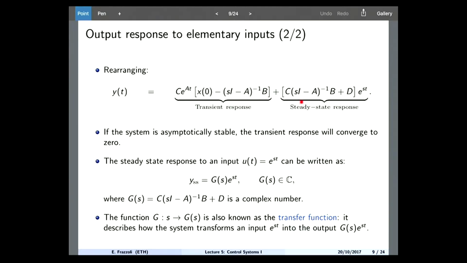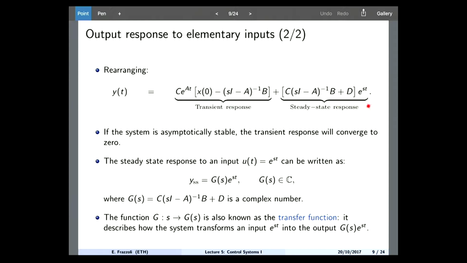On the other hand, you have this other group of terms, right? Again, between square brackets, what you have is a number, or just a matrix of numbers, okay? That multiplies e to the power st, okay? So as long as your system is asymptotically stable, meaning that the transient response will eventually go to 0, what you are left with is just the steady state part, okay?